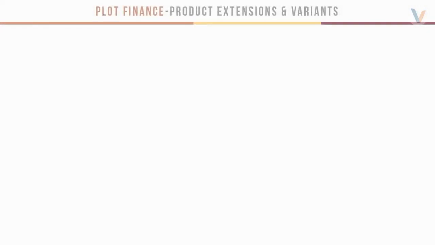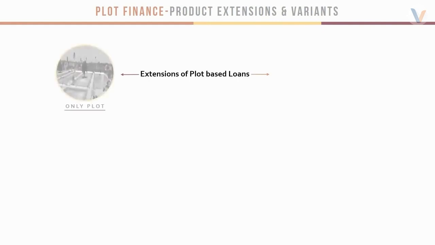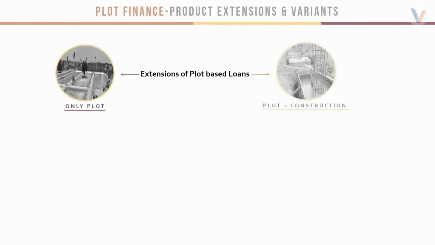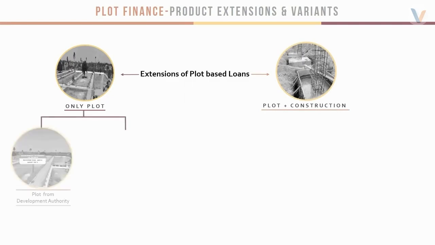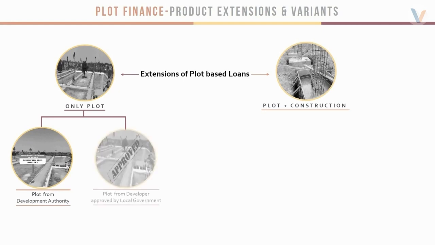Plot finance can be broadly classified into two sets of products. One is finance for purchase of only plot, and the other is plot plus construction. Under the plot finance category, the source of plot brings two variants, that is, plot purchased from a development authority promoted by state government, or plot purchased from a private developer duly approved by the local government.